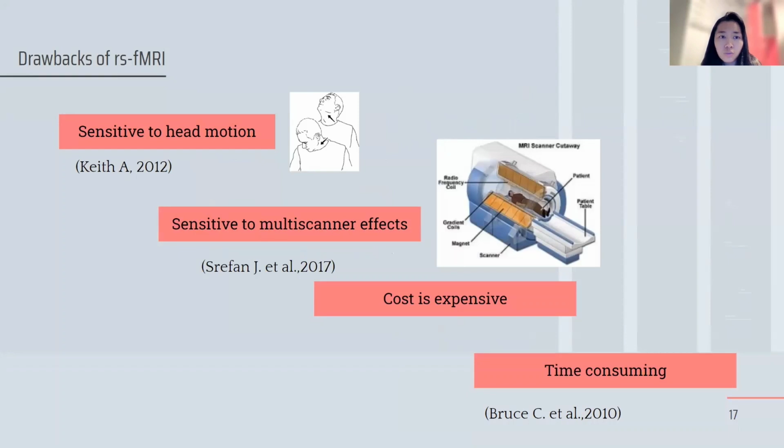RSfMRI is very sensitive to head motion, so it's quite hard to get an accurate result, especially for patients who suffer from severe Alzheimer's disease, and it is sensitive to the multi-scanner effect as well. The equipment cost and the maintenance fee are more expensive compared to other imaging technology, and it also takes 10 times more time to resolve the neural activities compared to PET.